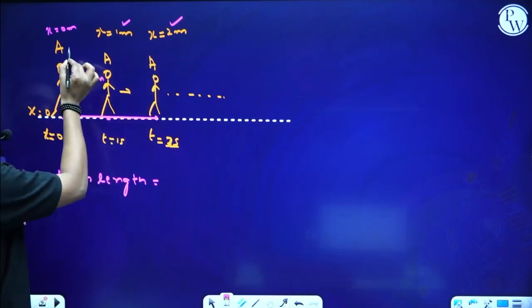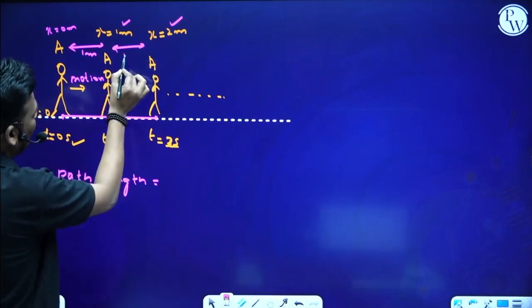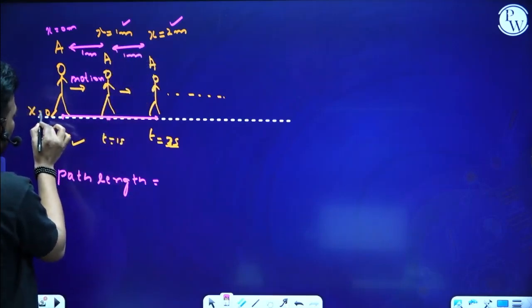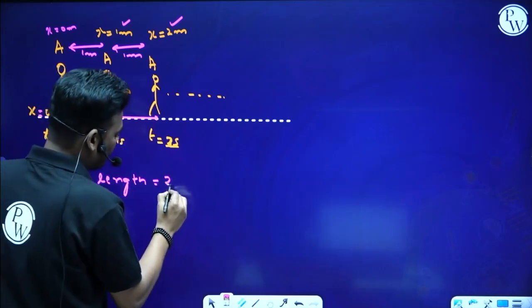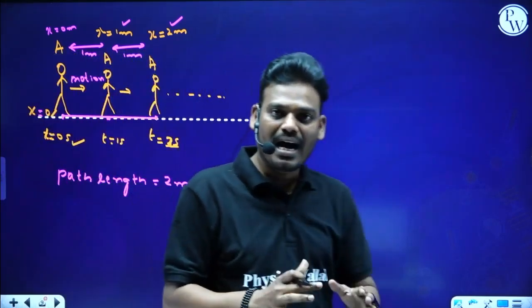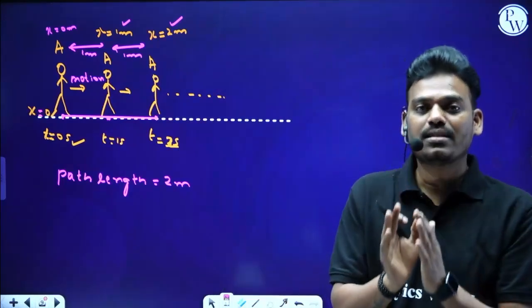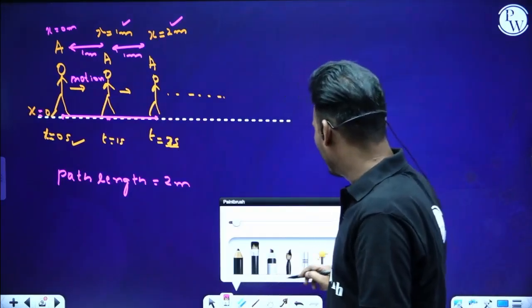Here you can see from here to here 1 meter, from here to here 1 meter. In total, from the reference point or starting point, student A has traveled 2 meter. This 2 meter we are calling a distance. And the second situation, let's try to understand.